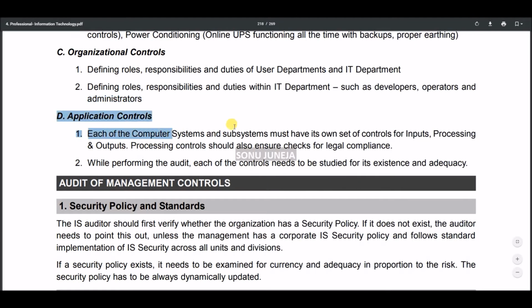Next thing, you have the application controls. So each computer system must have its own set of control inputs, processing and outputs. Processing control should also ensure the check of legal compliance. While performing the audit, each of the controls needs to be studied for its existence and adequacy.